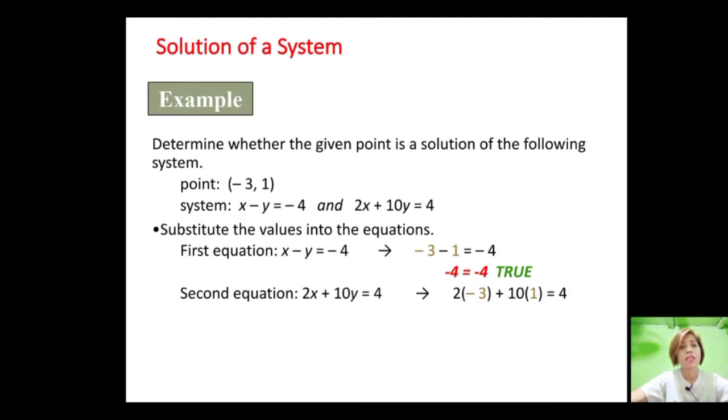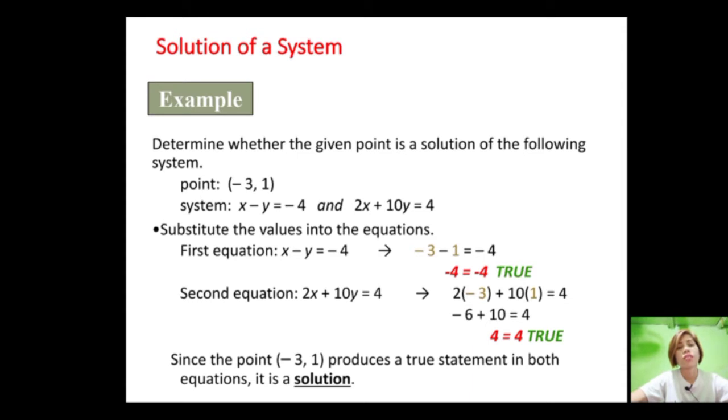So, yung nasa right side naman ng equation ay 4. So, dapat yung left side, ang sagot dapat dyan ay 4 din, para maging true yung statement na yan. So, 2 times negative 3 is negative 6, and then 10 times 1 is 10. So, add natin yung negative 6 plus 10. The answer is 4. So, yung sagot sa left side na equation is 4, and sagot sa right side is 4. So, pares po silang true.